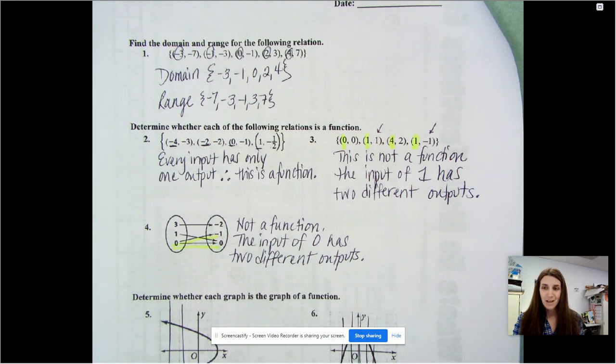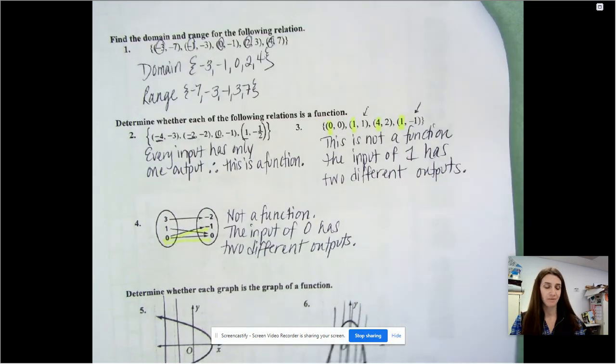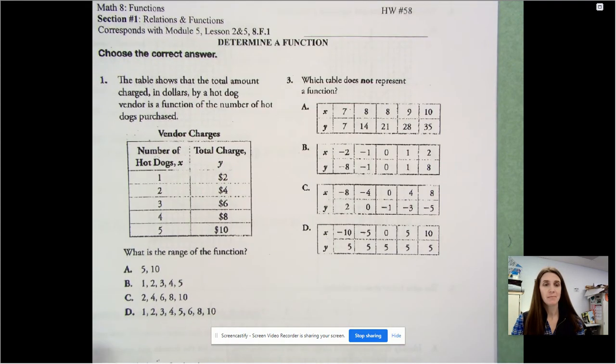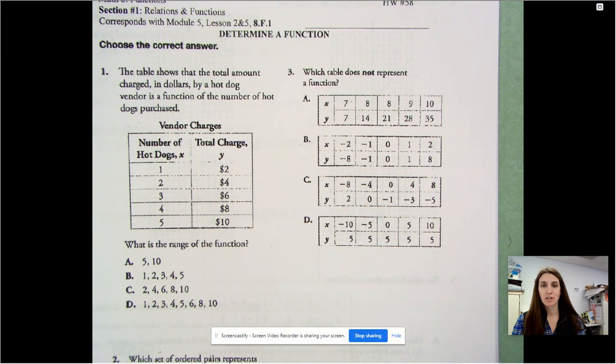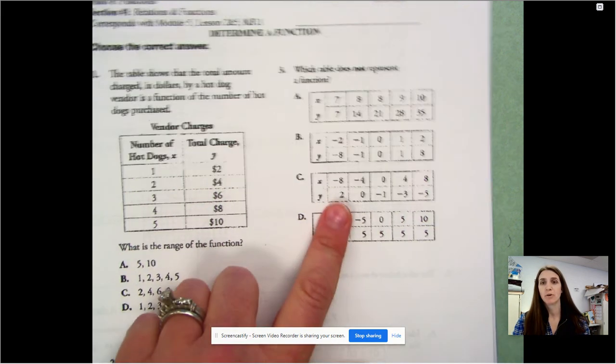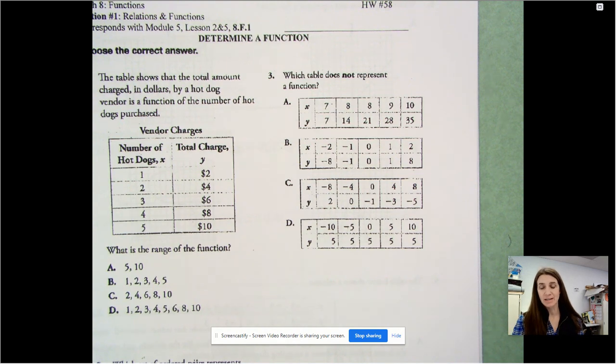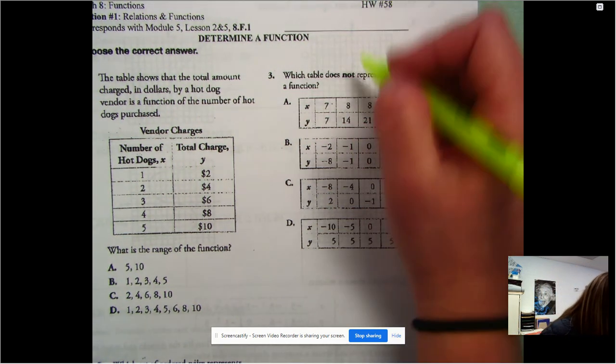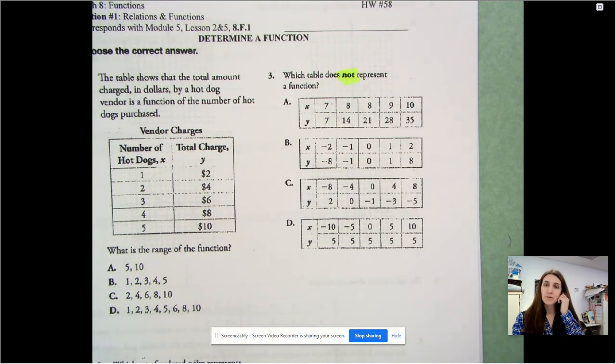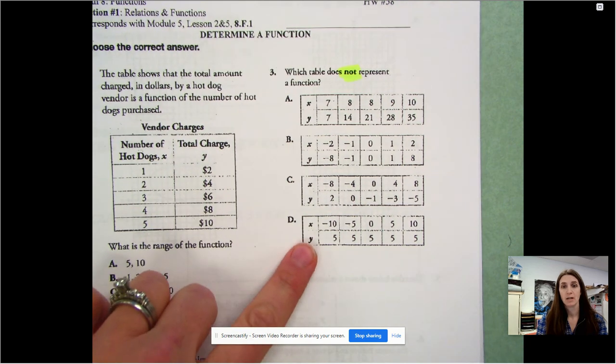Okay. When you're ready and you have that all fixed up on your paper, let's turn to page 5. What I'd like you to do is try out number 3. We're going to be looking for the table that does not represent a function. So I'm going to choose a random one and we'll go through it and see whether or not it's a function. How about we start with D?